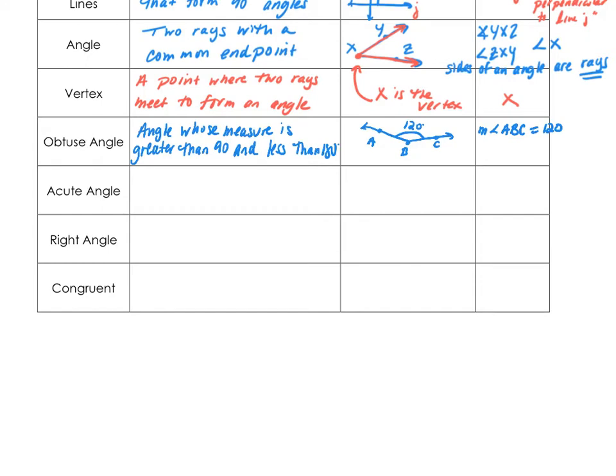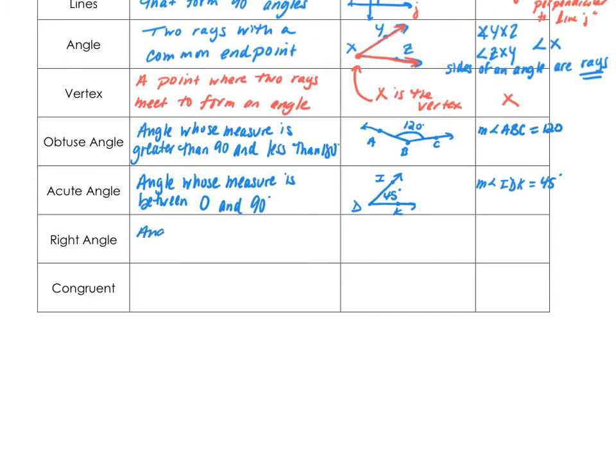An acute angle has a measure that's between 0 and 90 degrees. So for acute, I want to draw a smaller angle, and I'm going to say that it's 45 degrees. Let's call this angle IDK. So we can say the measure of angle IDK equals 45. So that means that angle IDK is acute. Finally, we have a right angle, and that's an angle whose measure is exactly 90.